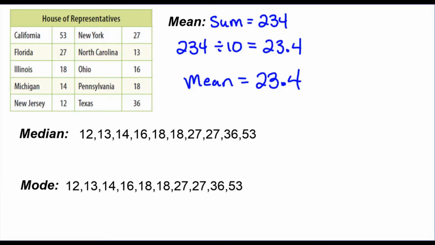Now you might be thinking, well, how can you have 0.4 representatives or a partial representative? But usually with averages and things like that, it's okay to have decimal values.